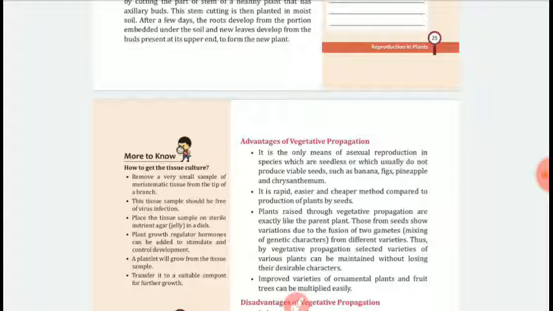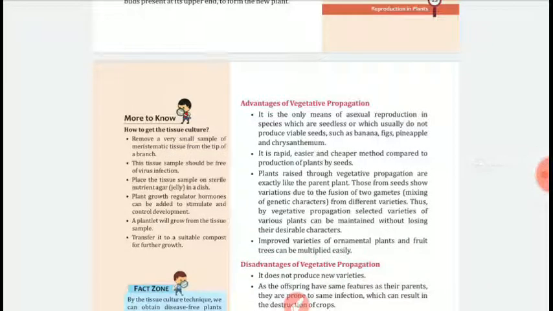The second benefit is that it is a rapid, easier, and cheaper method compared to reproduction of plants by seeds. Plants raised through vegetative propagation are exactly like the parent plant. Those from seeds show different variations due to fusion of two gametes of different varieties.